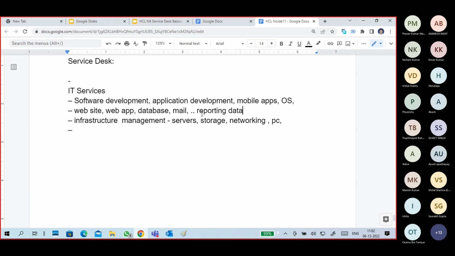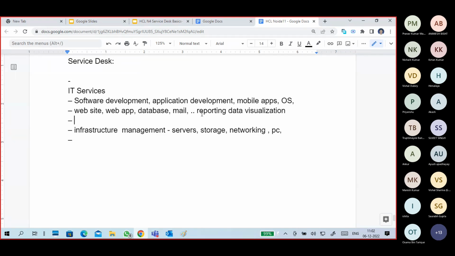Reporting means data visualization. Okay, data visualization, programming, script writing, cyber security. These are all comes under this one. Okay.